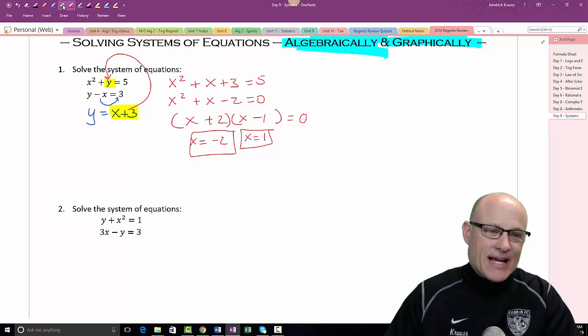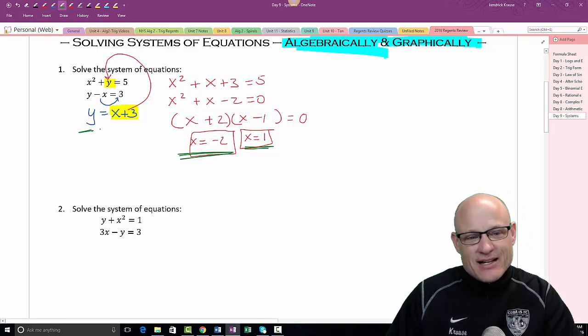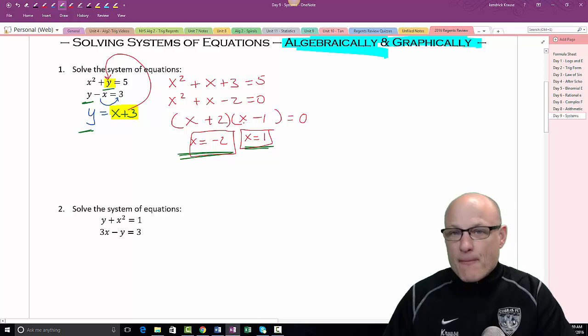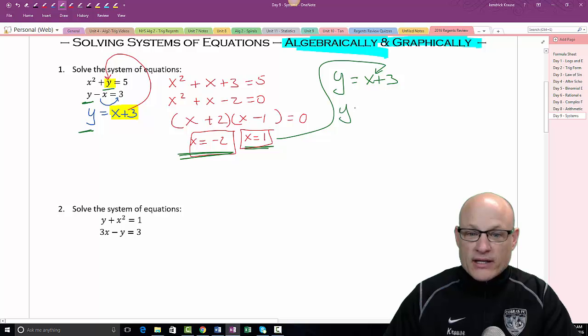Hey, kids, a common mistake is just finding the x values. Come on, guys, you got to show the y some love. You also got to find the y values. Sorry, part of the problem. Don't be lazy. All right, so we said y was equal to x plus 3. So let's plug in the 1. And we get y is equal to 1 plus 3, or y is equal to 4. Finding the y value is the easy part.